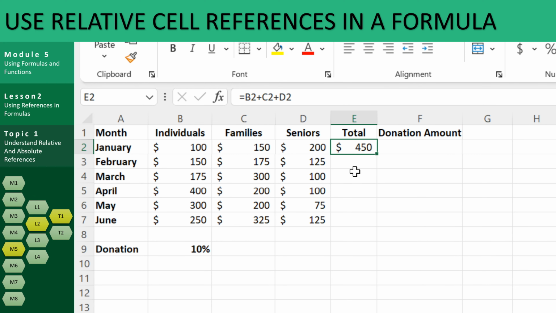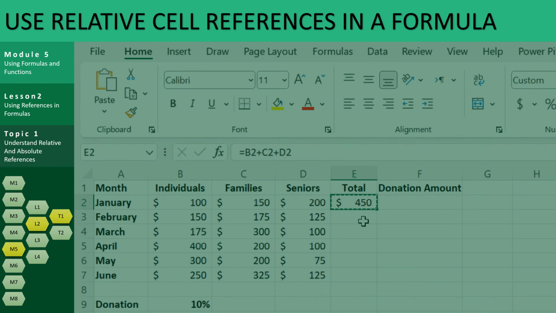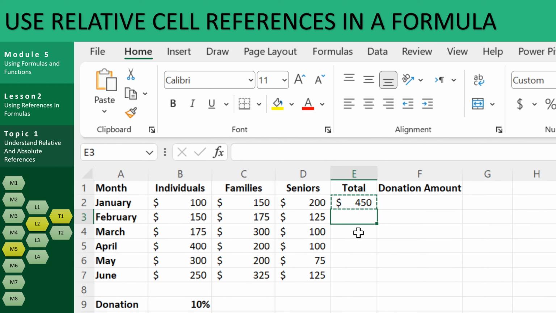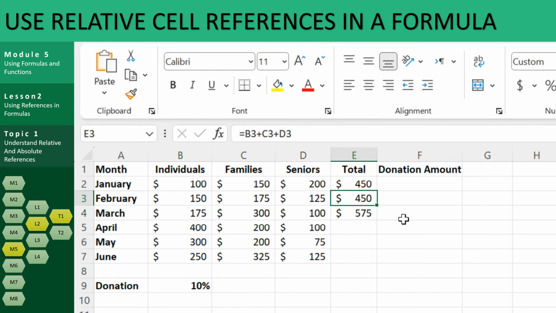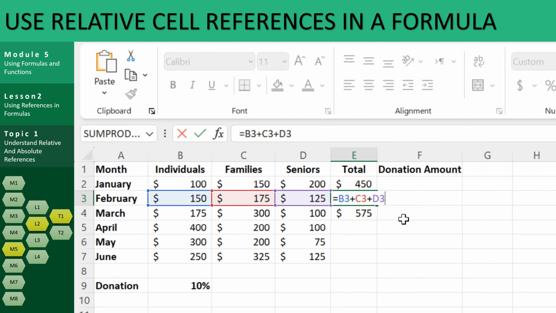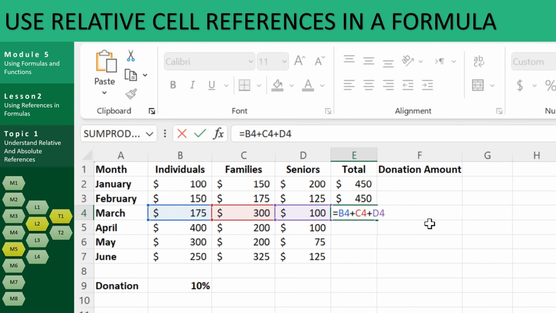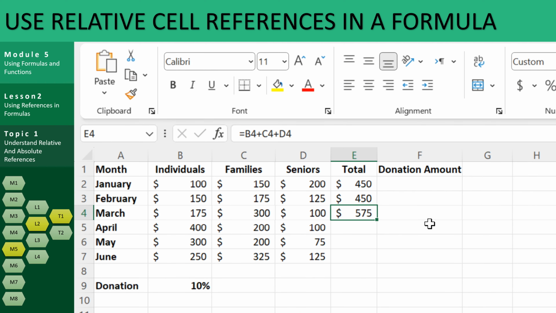For example, the table has cell E2 selected. The formula within the cell is equals B2 plus C2 plus D2. When this formula is copied to cells E3 and E4, notice that the cell reference changes based upon where the formula is copied to. Cell E3 shows a formula of equals B3 plus C3 plus D3, and cell E4 shows a formula of equals B4 plus C4 plus D4.